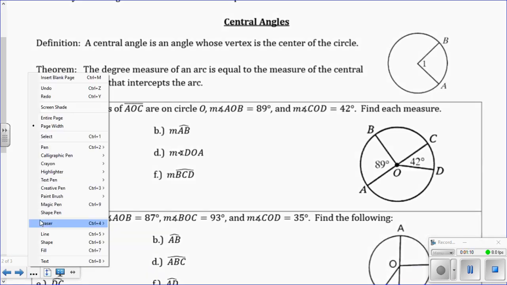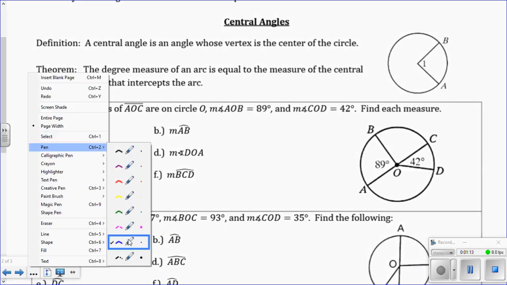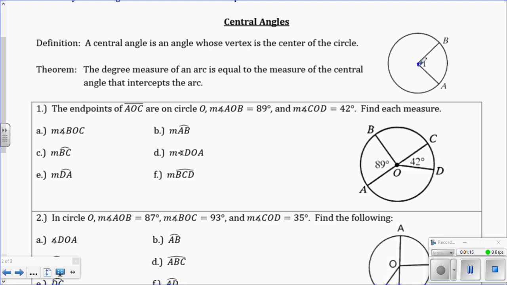Angle 1 is called the central angle because the vertex of the angle is at the center of the circle, if you want to put the center point in there. And if you look at the theorem, basically what it says is if you have a central angle, this angle 1, it is the same degree measure as the intercepted arc. So it would be the same degree measure as this minor arc AB.